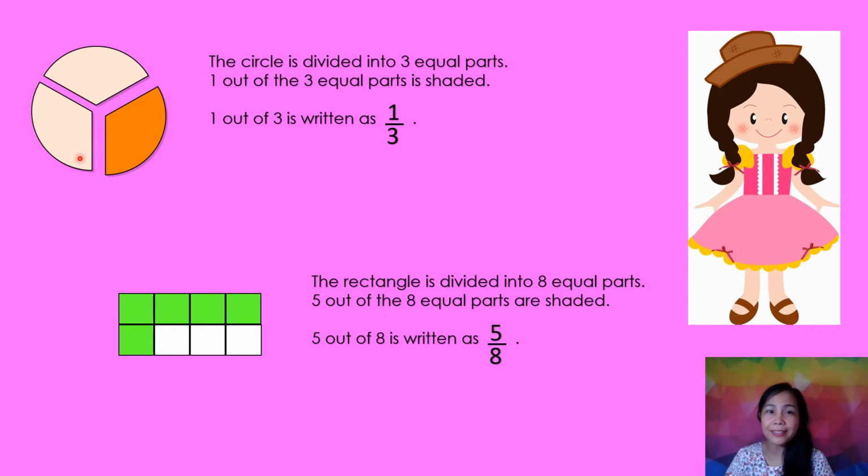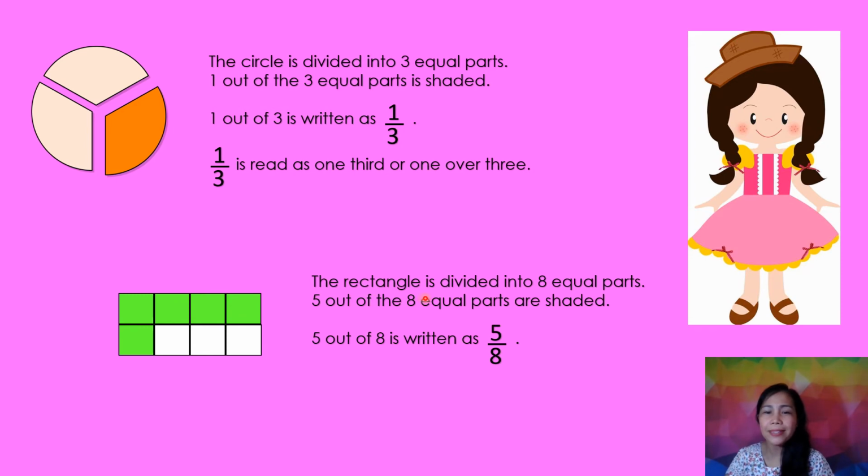Look at this circle. The circle is divided into 3 equal parts. 1 out of the 3 equal parts is shaded. Take a look. So 1 out of 3 is written as 1/3. How will you read it? Okay, it is read as 1/3.